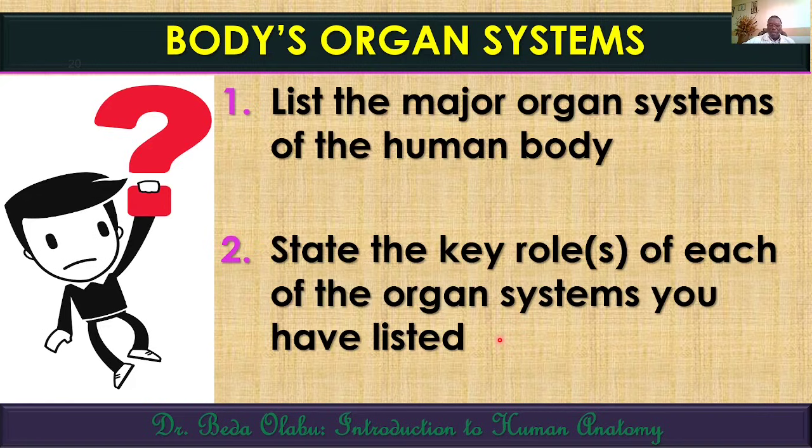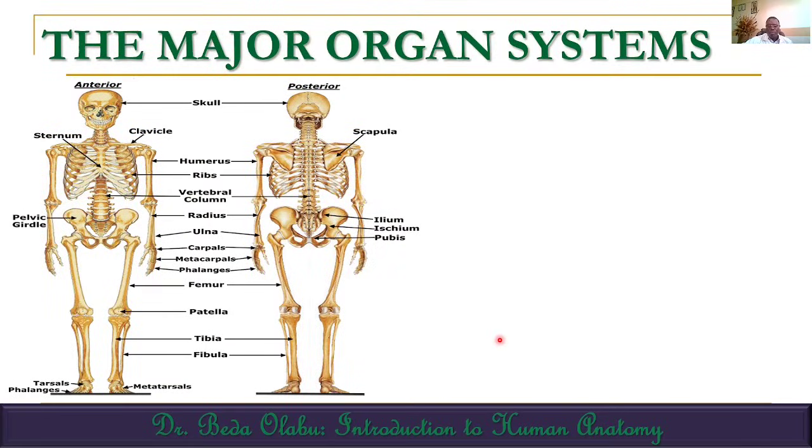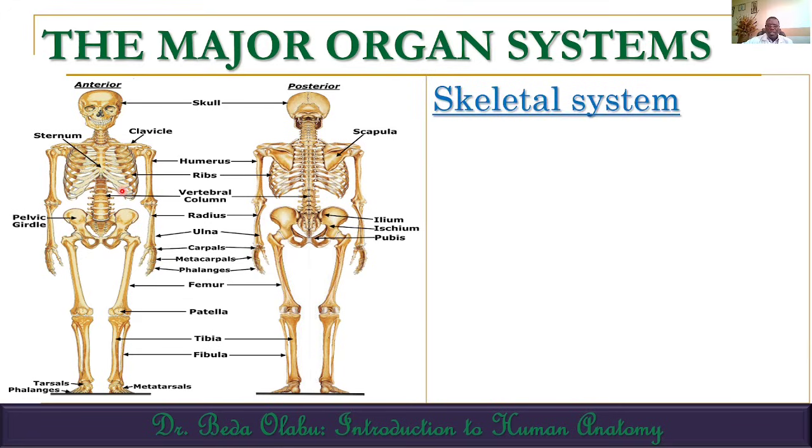Okay, I believe 1 minute is over now. I'm hoping you've listed as many as possible. I'm hoping your list has at least 10 organ systems. I want to take you through an overview of the key organ systems of the body. Let's start with the one you're seeing in front of you now. This is what we call the skeletal system.